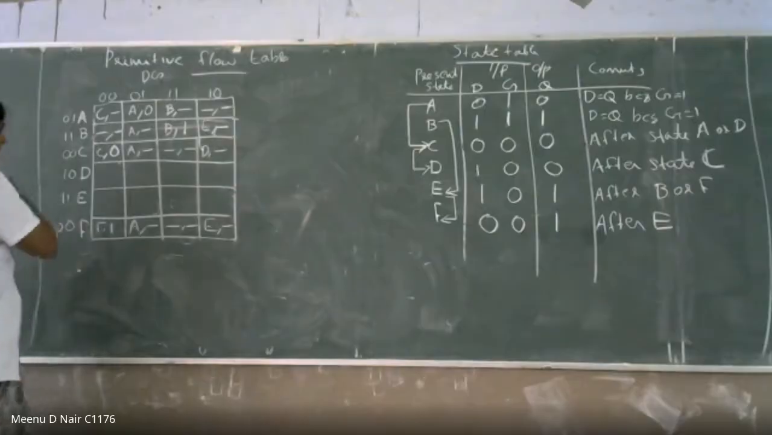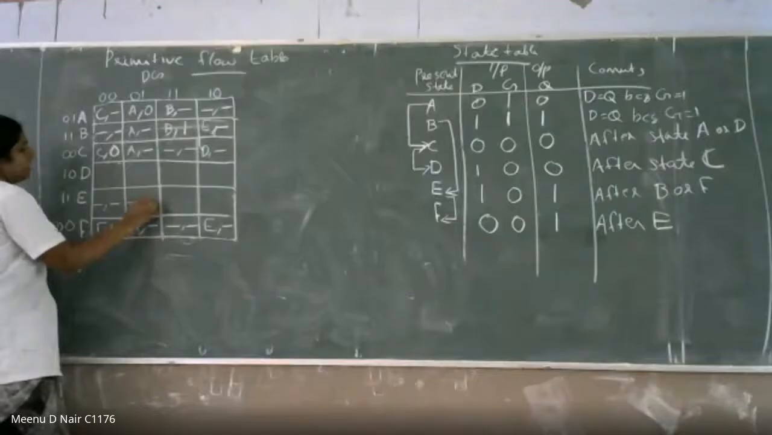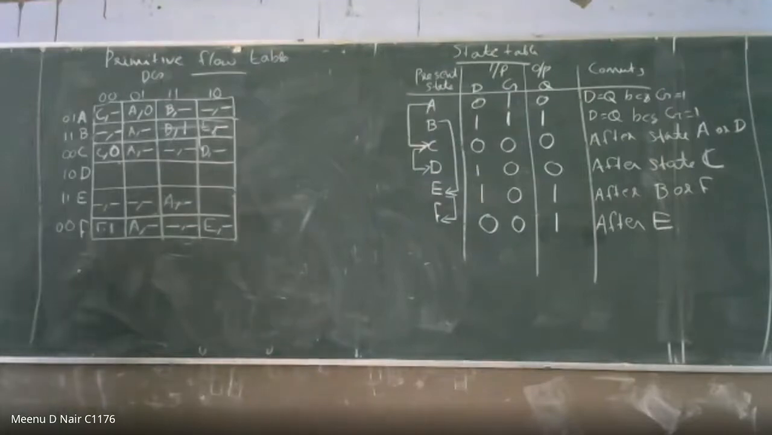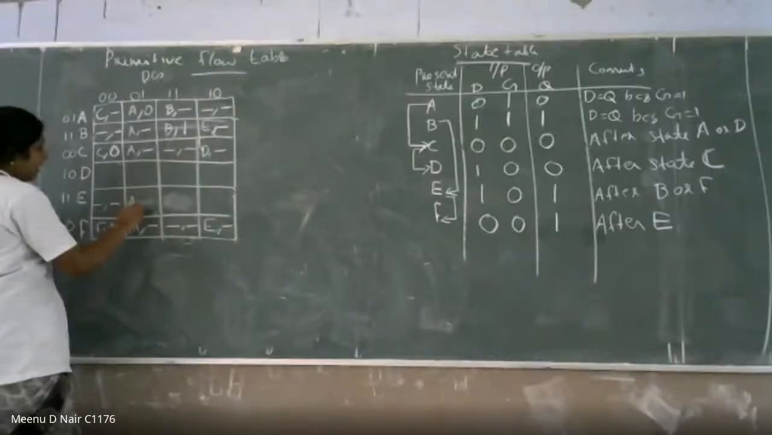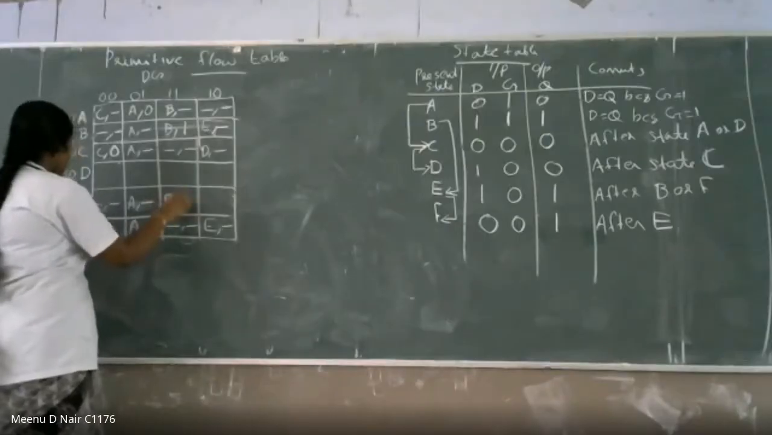Oh, okay, dash comma dash. Okay. Dash comma dash. A comma dash. B comma 1. E comma 1. Only one dash comma dash, right? Yes. Then it is A comma dash. B comma 1. E comma 1. How does the B comma 1 come?